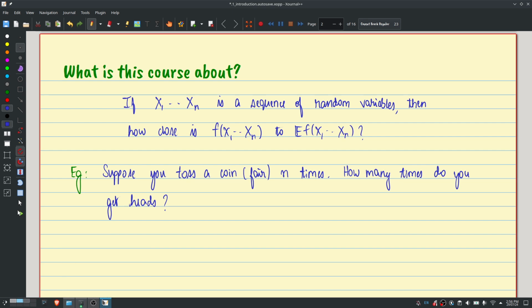So more generally, what we are really interested in is the following. Suppose we have a sequence of random variables, then we want to analyze some function of this sequence of random variables. We want to know how close this function is to its expected value. Effectively, all of this course is going to be in trying to derive bounds on the probability that some function deviates from its expectation by a certain amount.